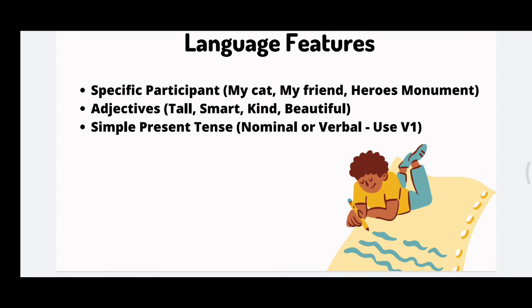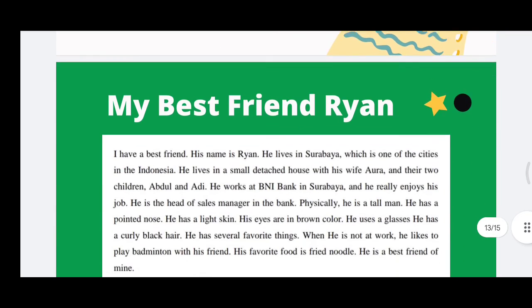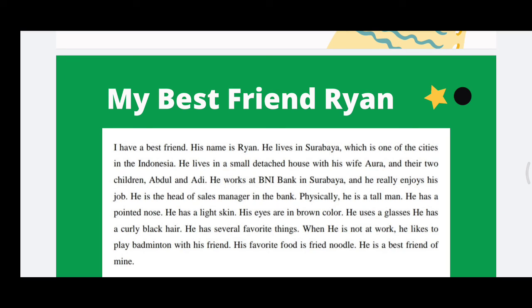And then the last one, the simple present tense. For example, if we want to find the nominal form, we can find it in "his name is Ryan," so there is a to be. And also another one that we can notice, "he is the head of the sales manager in the bank." So the verb is in the form of to be.